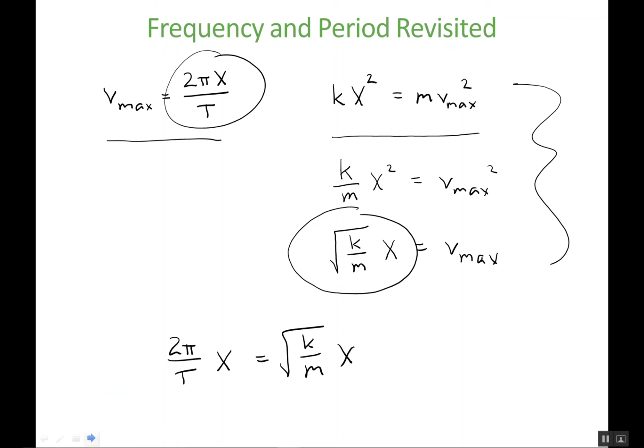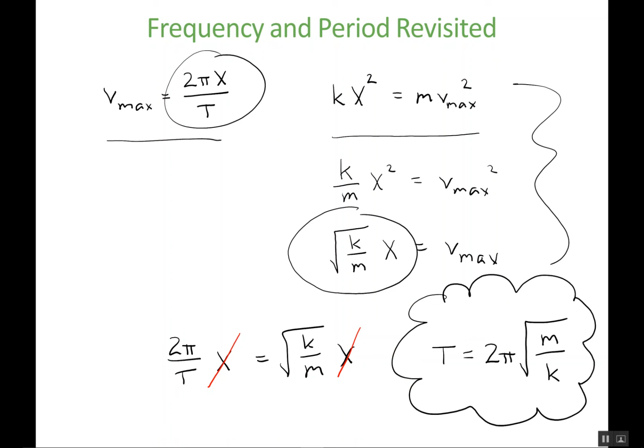So an interesting thing happens here algebraically. The capital X, the amplitude of the oscillation, is on both sides, so it cancels. And so what we see is that in the end, we're going to have a relationship where the amplitude doesn't matter. And that's exactly what we saw in those demonstrations at the beginning of this lesson.